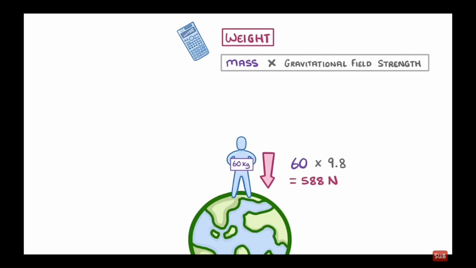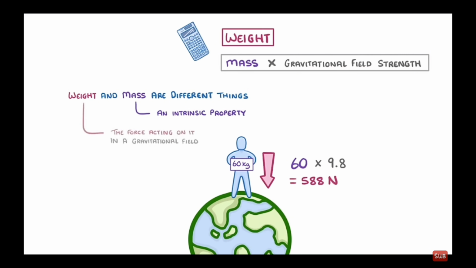Now, you've probably noticed that this isn't how we normally talk about mass and weight in real life. Normally, we'd say that we weigh 60 kilos, not that we have a mass of 60 kilos. This is just one of those times where the technical physics terms are different to everyday language. And you basically just need to be aware of this difference and know that when you do a physics paper, weight and mass are two different things, with mass being an intrinsic property of an object, while weight is the force acting on it in a gravitational field.